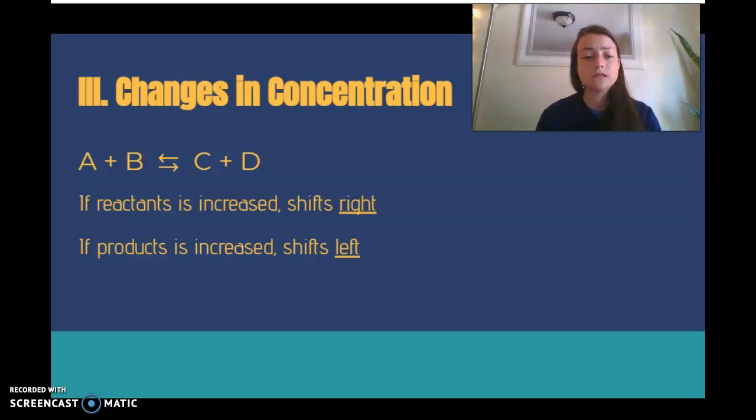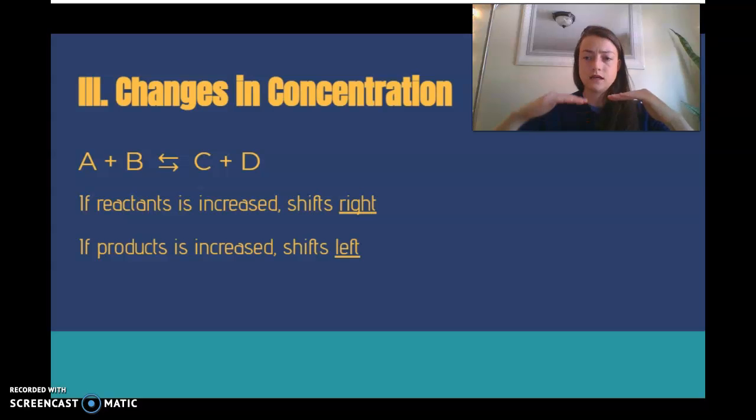The same is true if you were to take things away. If you were to take the amount of reactants away, A and B, then your whole thing would shift to the left to try and increase those amounts of reactants again. And the same thing is true on the other side. If you were to take away C and D, then your whole equation is going to shift to the right to try and produce more of those products again.